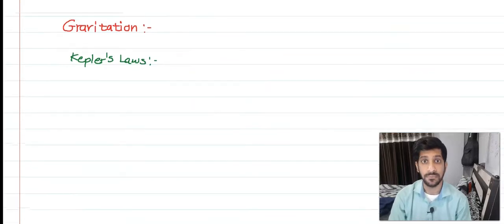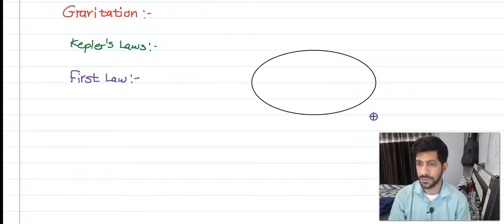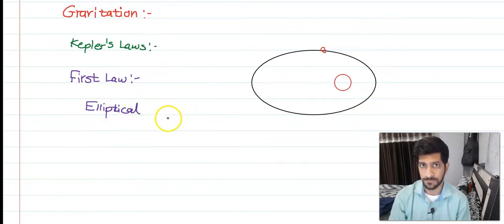So let's jump in. The first is Kepler's first law. What does the first law state? For this I'll draw a diagram here. For example, this is an orbit. Let's suppose this is a sun here, and we have a planet, the orbit of a planet, and the first law states that the orbit of any planet is of the shape elliptical, or you could say an ellipse.